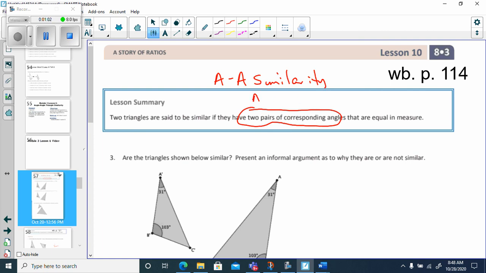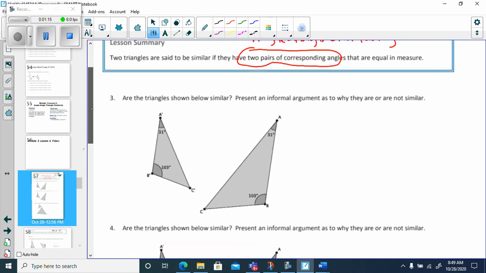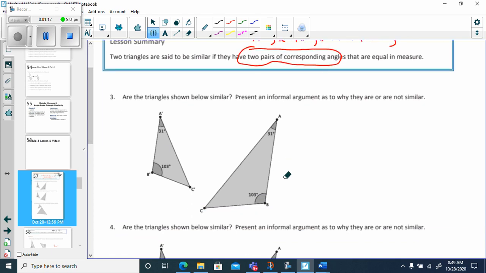Or they will spell it out. They will say it is angle-angle similarity. And what we are proving is that triangles are similar. If they're similar, they have the same shape, but not the same size. Not necessarily the same size, okay? Now it says, are the triangles below similar? Present an informal argument as to why they are or are not similar.